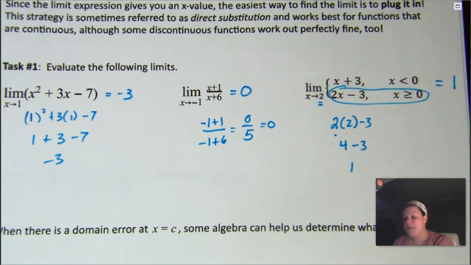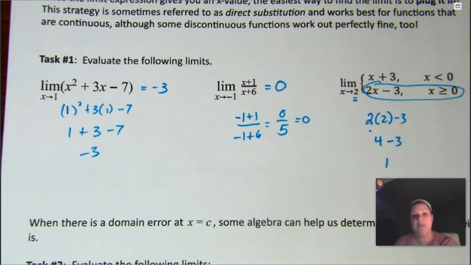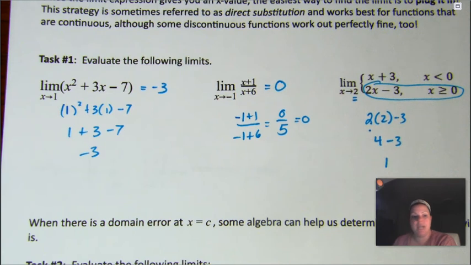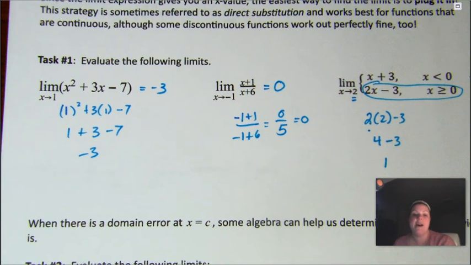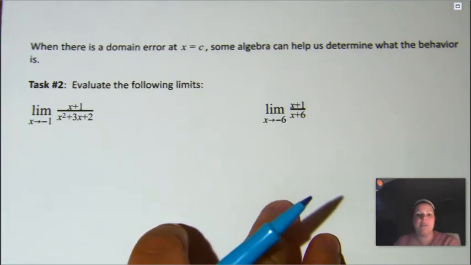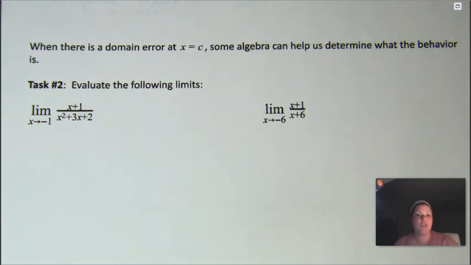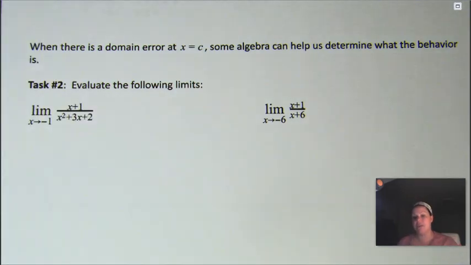I always recommend going for direct substitution first when you're evaluating a limit problem, more so because sometimes they're fine. You just plug in the x value and you're dealing with a continuous nature and you're fine. So I always suggest to try that out first. So that's what we're going to do for the next couple of problems in task number 2. And these are talking about domain errors specifically at x equals c. So there is something weird that happens at these x values that you're going to see.